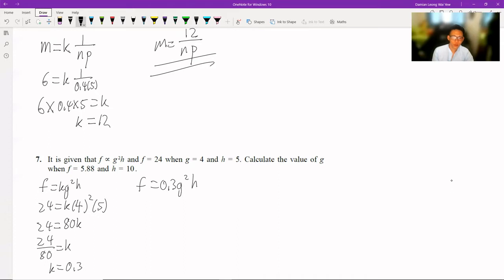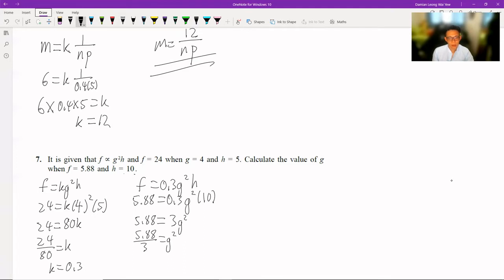So I want to find G when F is this and H is this. Again, substitute inside. 5.88 equals 0.3 times G squared times 10. 0.3 times 10 would be 3. Okay, times opposite divide. 5.88 divided by 3 is G squared.